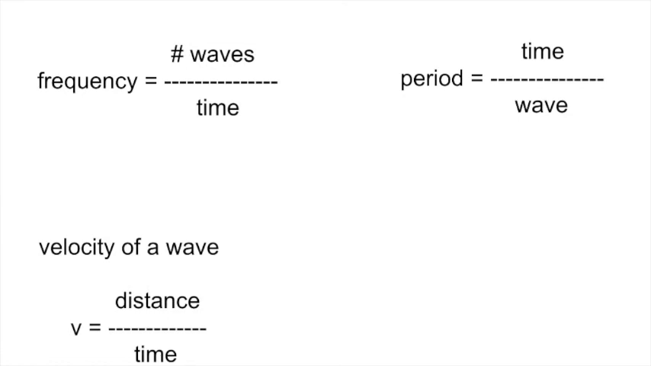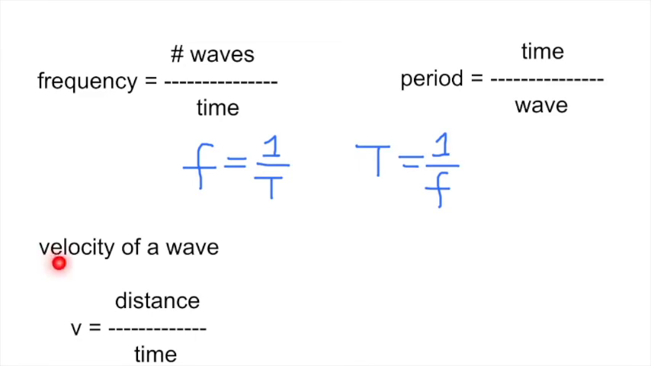Mathematics of waves. As you saw the definition of frequency and period, you may have seen that they're the inverse of each other. That is, the frequency is the number of waves per time, whereas the period is the amount of time for one wave. Thus, we can write these as the inverses of each other, where frequency is the inverse of the period, and the period is the inverse of the frequency. So if you know one of these, you can find the other.